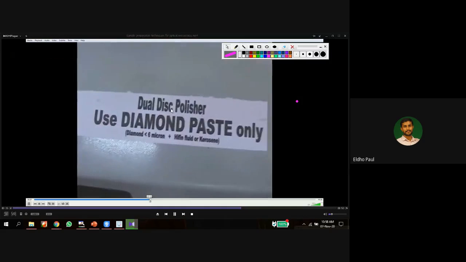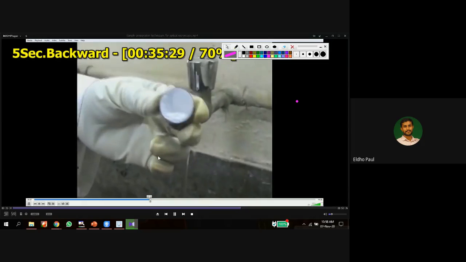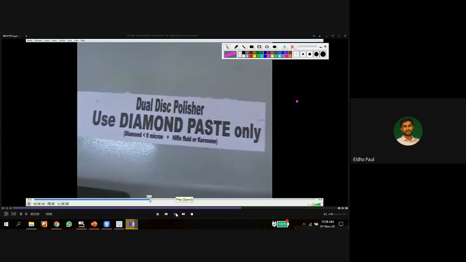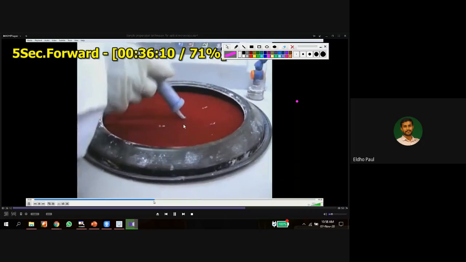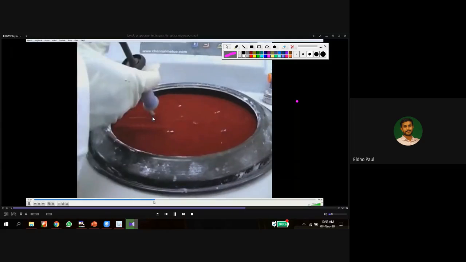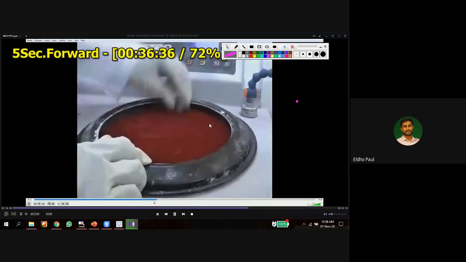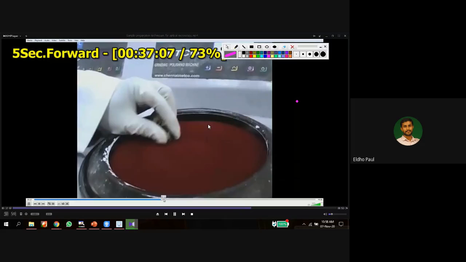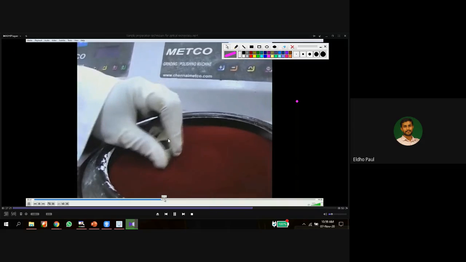After the first stage of polishing, this is the second stage using diamond. The diamond paste is used here in this polishing. So this diamond polish is applied to the rotating cloth. Then again we hold the specimen against the rotating cloth.